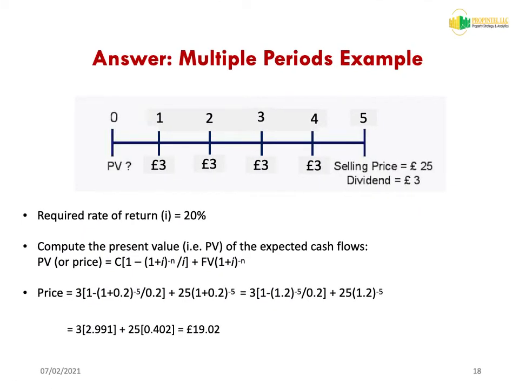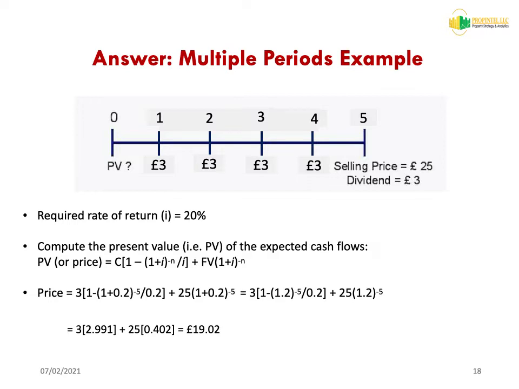In this example, we see that the stock is held over multiple periods, which is 5 years in this case. The investor will continue to receive the annual dividends over the period and sell the stock on the 5th year, as laid out on this line diagram.